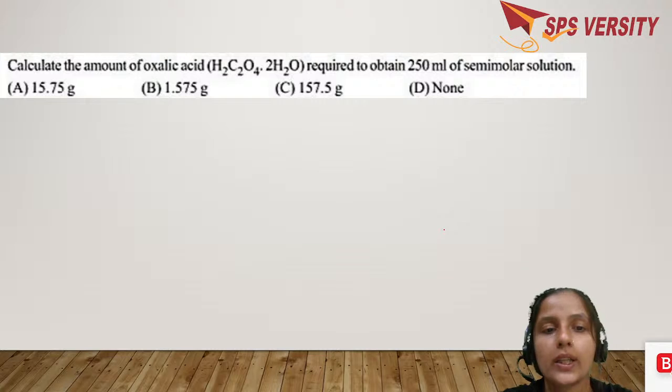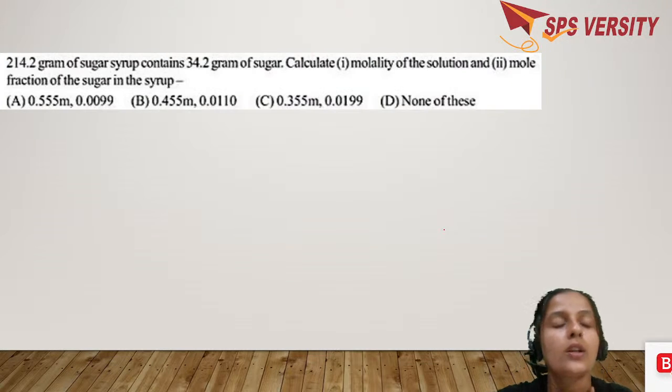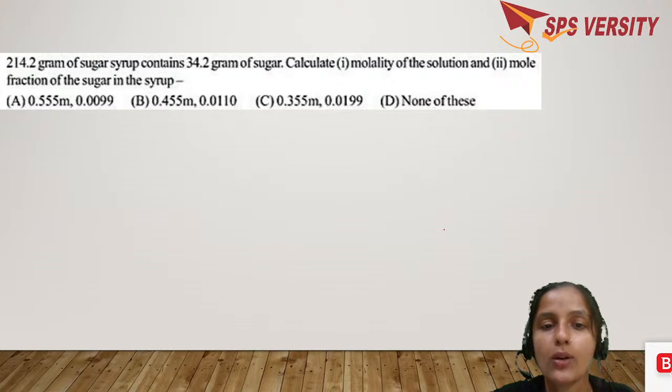So we have a question over here. 214.2 gram of sugar syrup contains 34.2 gram of sugar. Calculate the molality and the mole fraction. We are given 4 options. How do we proceed? So what is given?